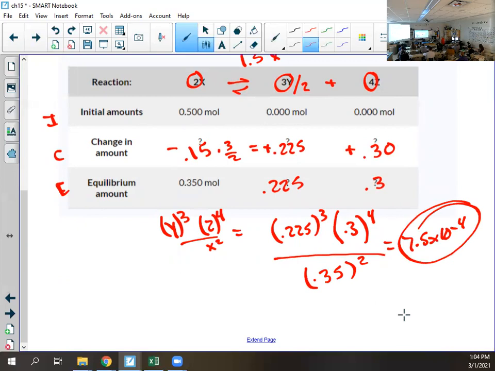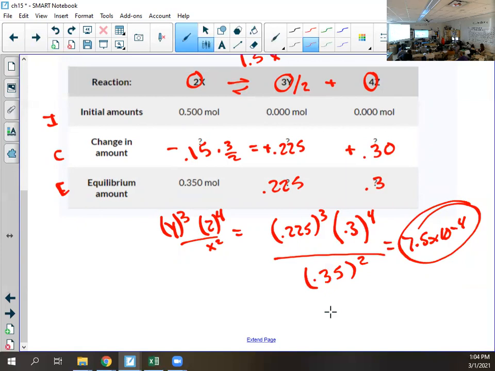Just looking at this, even if you're not used to them, the answer should be a small number, because you have decimals that you're cubing and multiplying by a thing that you took to the fourth power, divided by a square. It definitely should be a small number. What did you get again? 7.5 times 10 to the negative 4.